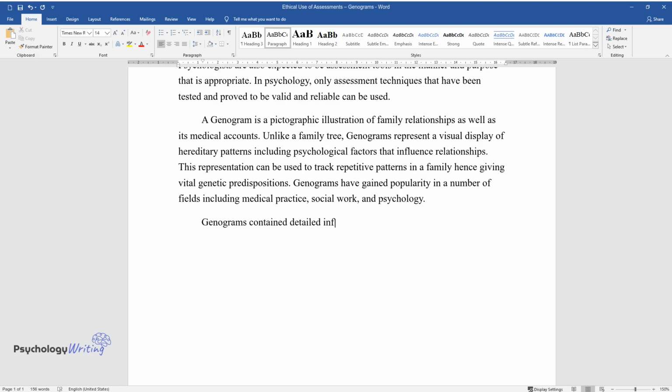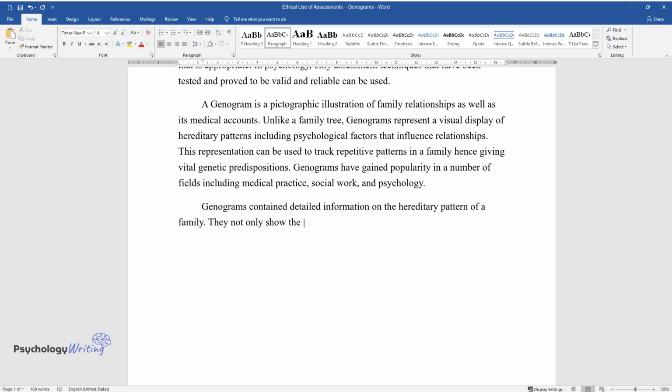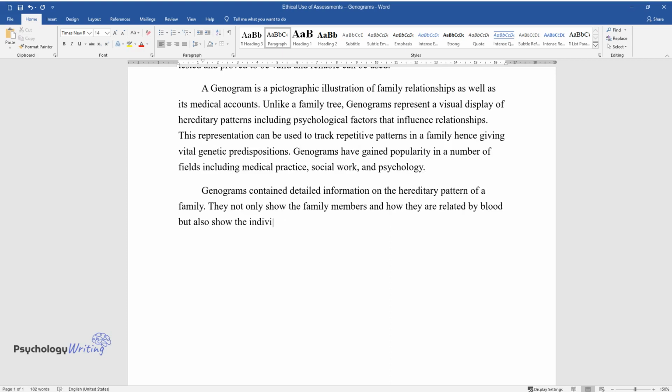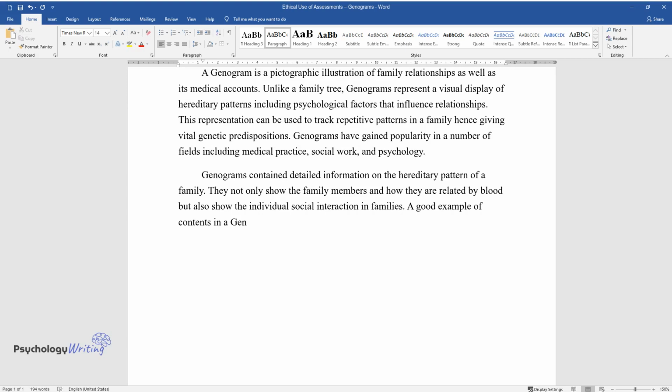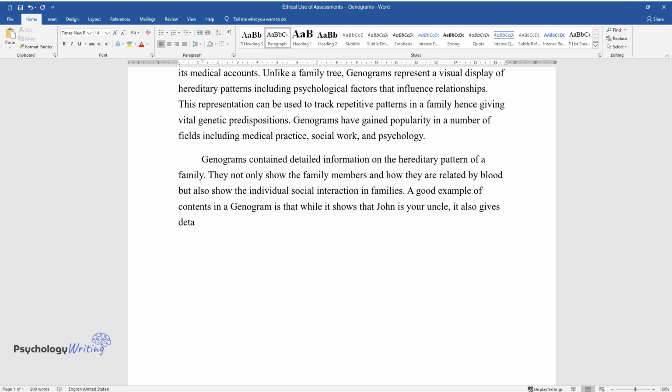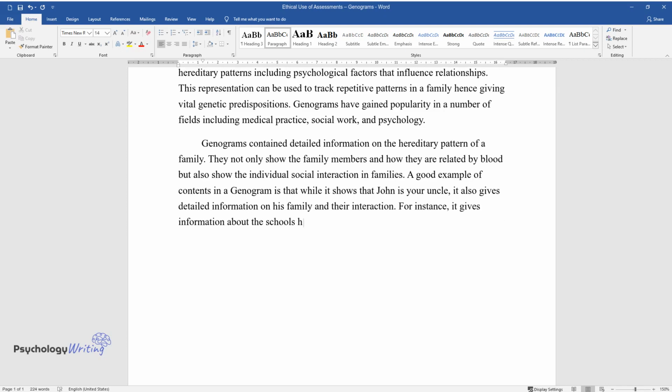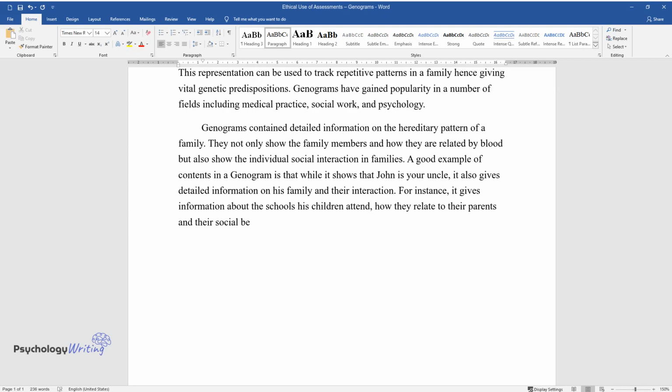Genograms contain detailed information on the hereditary pattern of a family. They not only show the family members and how they are related by blood but also show the individual social interaction in families. A good example of contents in a genogram is that while it shows that John is your uncle, it also gives detailed information on his family and their interaction. For instance, it gives information about the schools his children attend, how they relate to their parents and their social behaviors, and many more details concerning their lives.